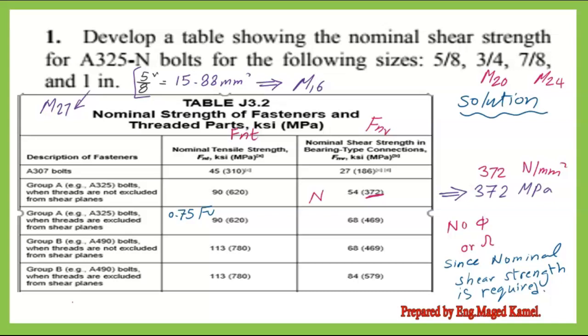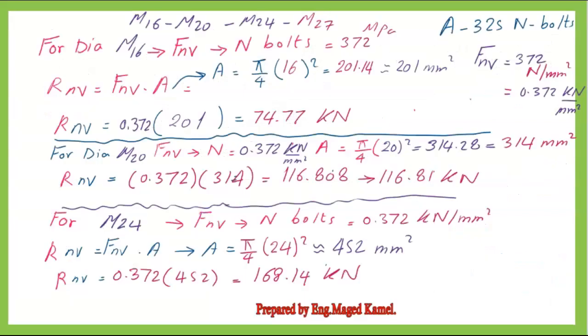We start with the first type, which is A325N. N indicates that the thread is included in the shear plane. We have a nominal shear strength value, capital F sub NV, equal to 372 N per millimeter square. We will not use any design parameters, phi or omega, because it is required to derive the values in nominal shear strength. In the next slide, we start with the first bolt with a diameter of M16.